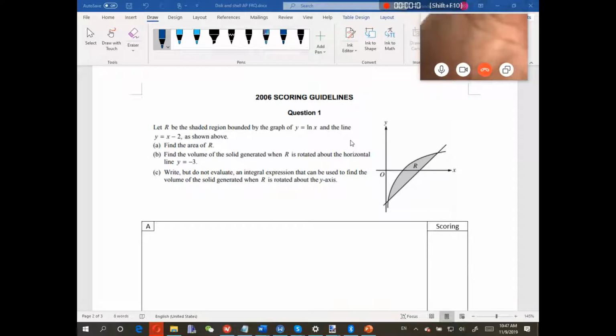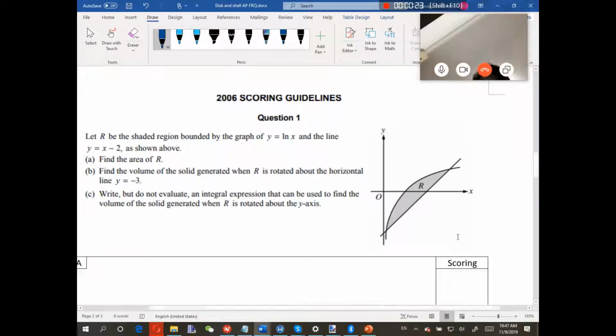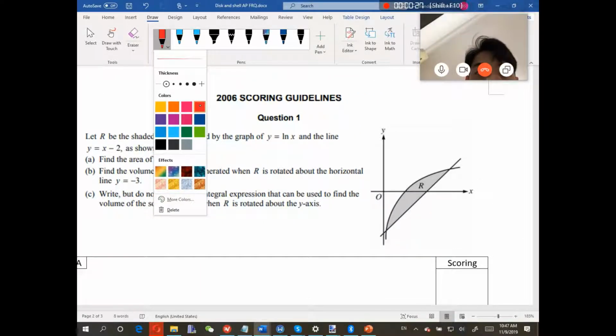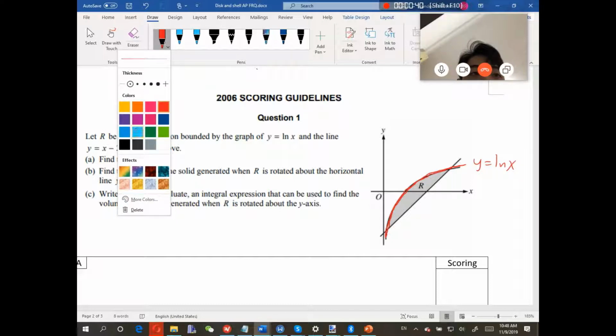So I've got these two lines here, y equals the natural log of x, and y equals x minus 2. Now this time they were nice enough to give us a graph. So if this is our graph, which function is our top function right now? Okay, so this one here, which I'm going to redraw in red, is y equals ln x. And this one I'm going to redraw in blue.